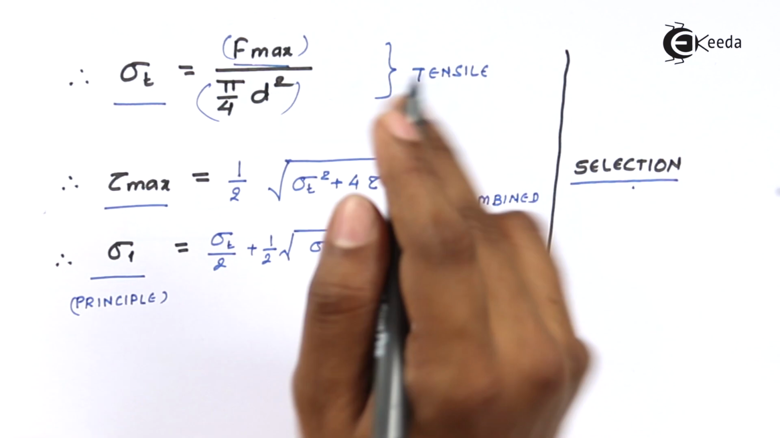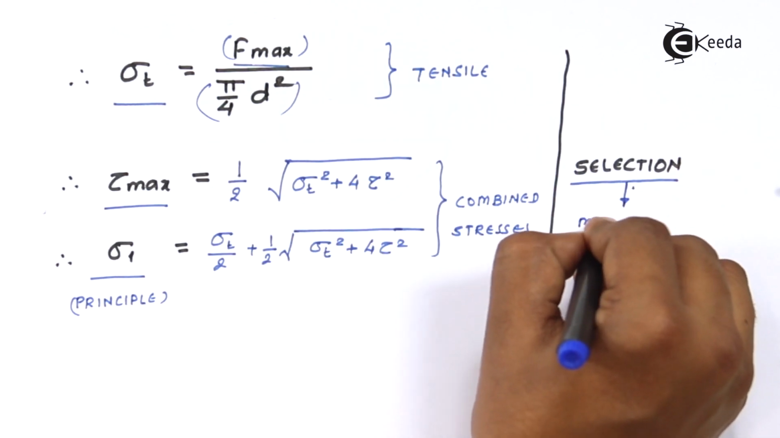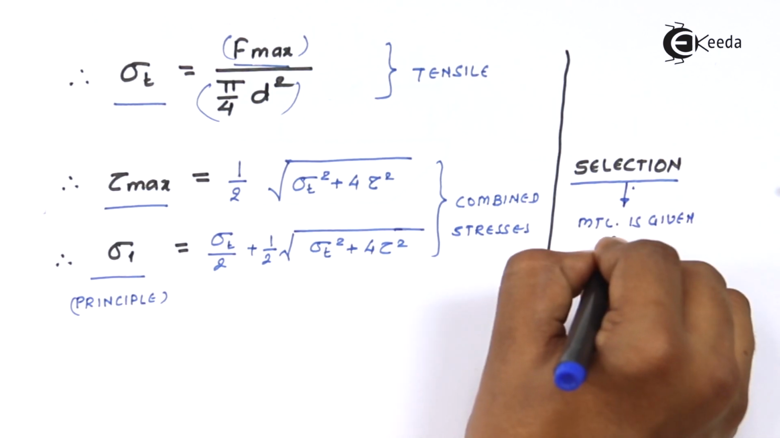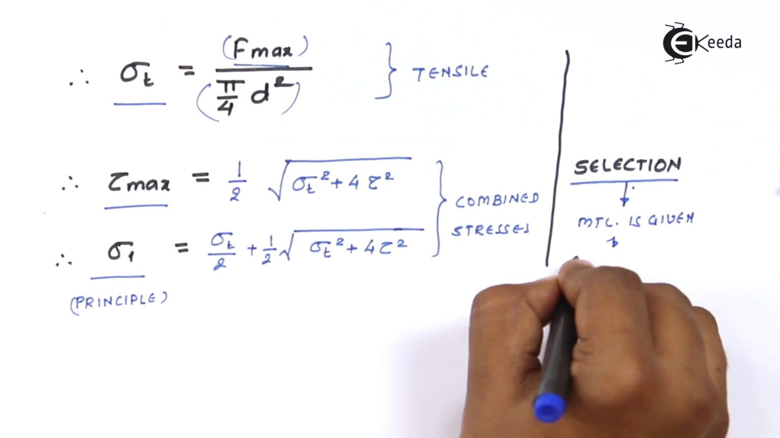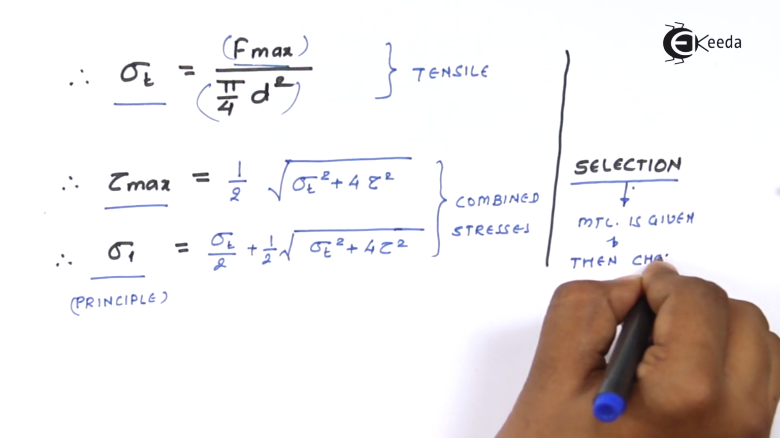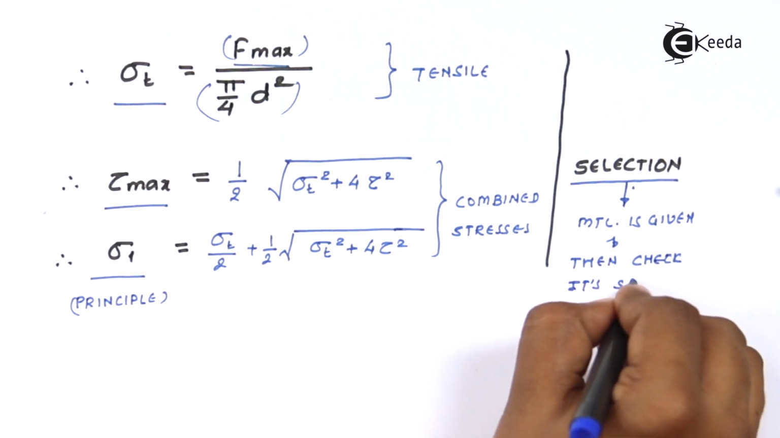Accordingly, selection we have to do. Then now there are again two ways. If the material is given, then we have to check its safety.